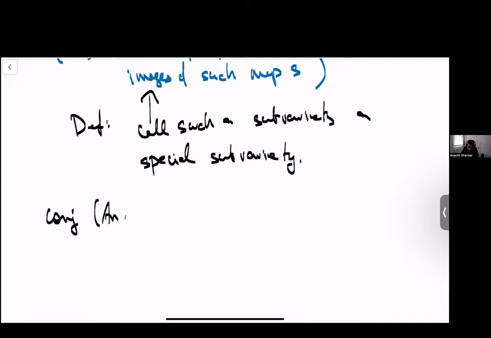So Pila, Tsimerman and others proved the Andre Oort conjecture for A_g. And therefore, as well as any Shimura variety of Abelian type.